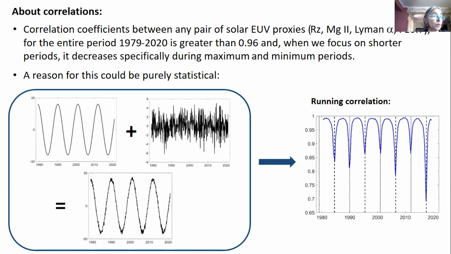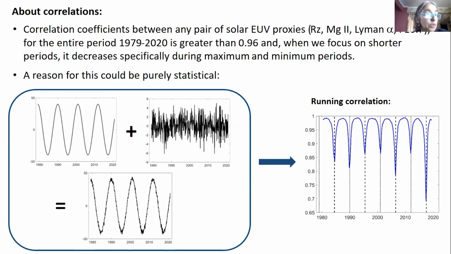And well, the problem here is that the decrease during the minima and maximum periods is due to the EUV varying very little. So the only thing that varies there is the random noise. And since random noise is not correlated, that is why the correlation goes down. So there will be no physical reason for that, just a statistical reason.